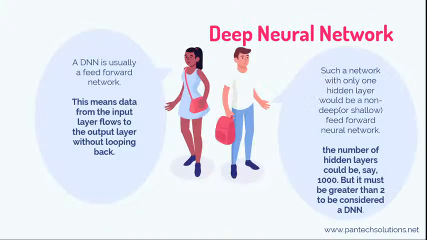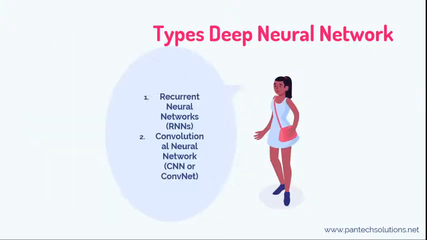A deep neural network is nothing but fully connected layers. I already told you about fully connected layers. Then next we enter into the types of deep neural network. We have RNN and CNN. First we will see RNN.